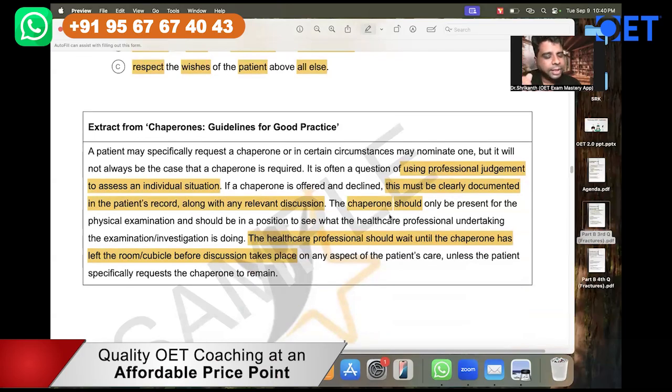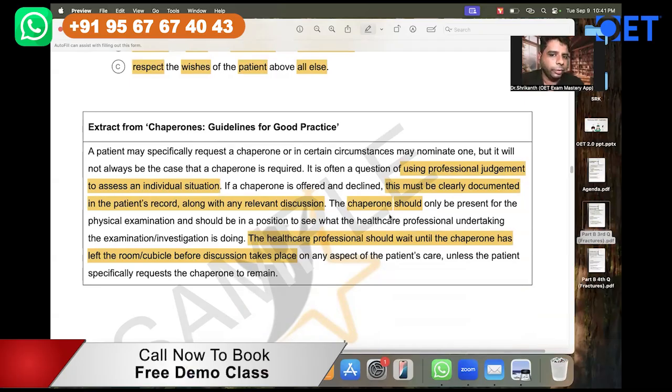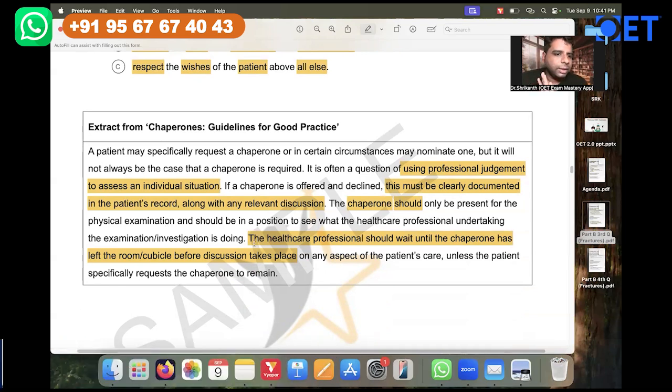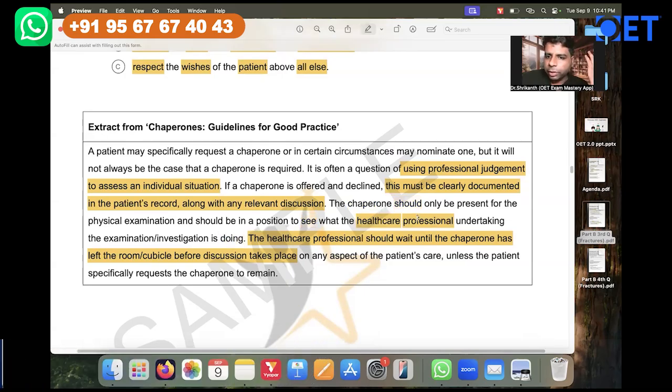So that ability to discriminate which information is useful, which information is not essential, if you have that ability, it is very good. Right. So the chaperone should only be present for the physical examination and should be in a position to see what the healthcare professional undertaking the examination or investigation is doing. That means the chaperone should be able to see what the healthcare professional is doing. Right, that is what it is saying. But again, it is not at all important to us.